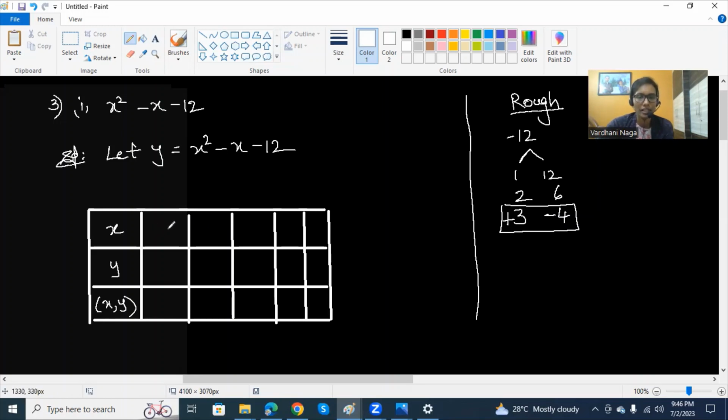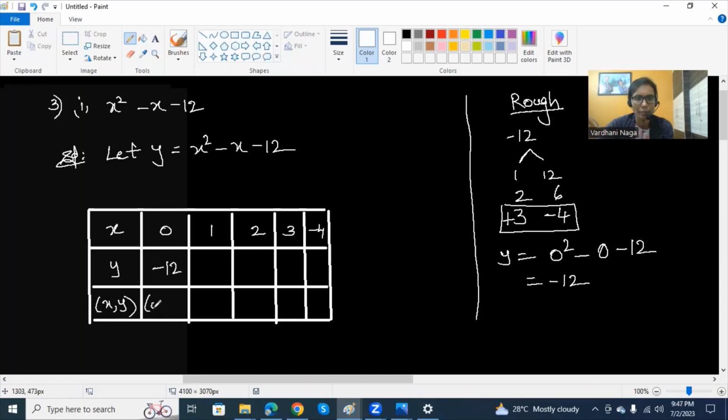So I am taking here first 0, 1, 2, 3, minus 4. So at least 5 values of x and y we will project here. So first one, if x is equal to 0, put here 0, 0 square. In x place you have to substitute 0. Minus x place 0, minus 12. 0 square is 0. 0 minus 0, 0. And minus 12 is the answer. So when you put 0, your y is minus 12.